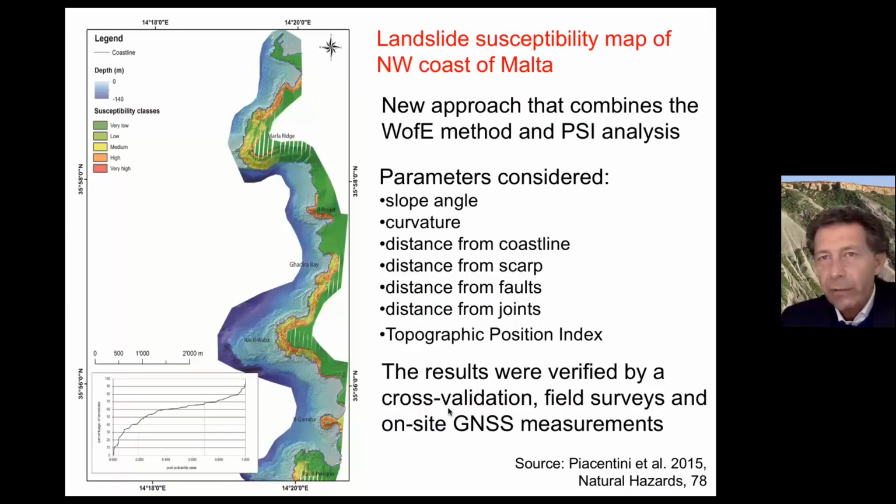As mentioned earlier, we reached also the point of producing susceptibility maps by using data coming from the permanent scatter interferometry combined with the weight of evidence method. The parameters we considered were slope angle, curvature, distance from coastline of the cliffs I showed you before, the distance from the scarp, the faults, the joints, and the topographical position index. So through that, we were able to outline different susceptibility classes.